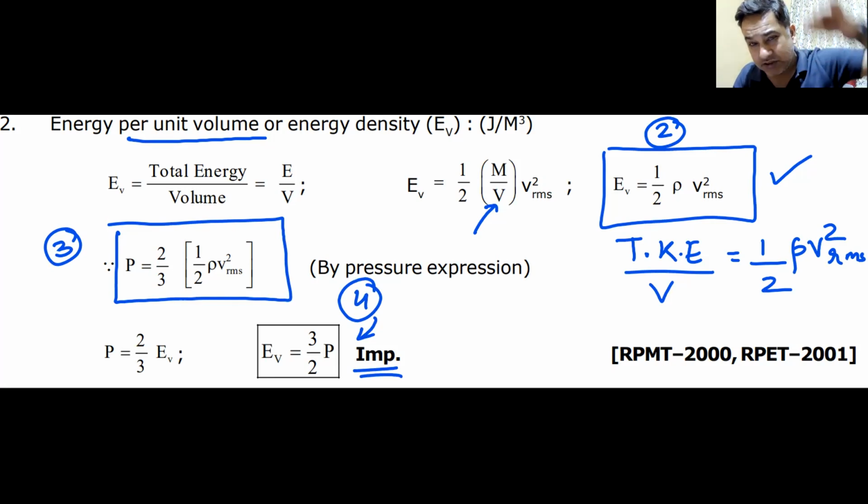Translational kinetic energy per unit volume, which is also known as energy density, I hope you are noting it, is 3 by 2 times the pressure. I'll give you a minute to note it down. Very important formula. Please don't miss it at any cost.